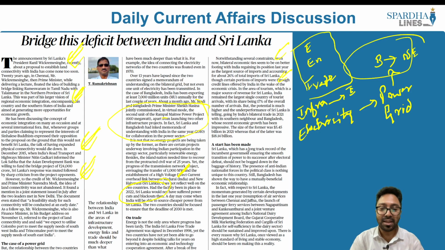And finally, with respect to Sri Lanka, the momentum generated by certain developments, for example, resumption of air services between Chennai and Jaffna, launch of passenger ferry services between Nagapattinam and Kankesanthurai, a joint venture agreement among India's National Dairy Development Board and the Gujarat Cooperative Milk Federation, has been where there is self-sufficiency. Despite all these efforts, we have to further increase the efforts between these two countries, is what this article is all about. Now let's look into the next article.